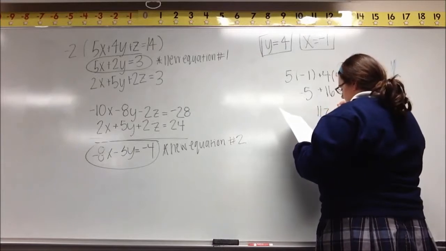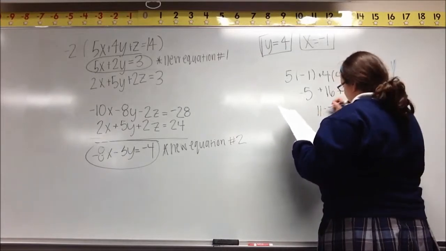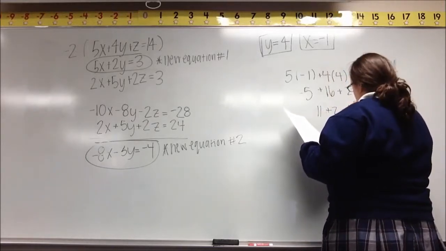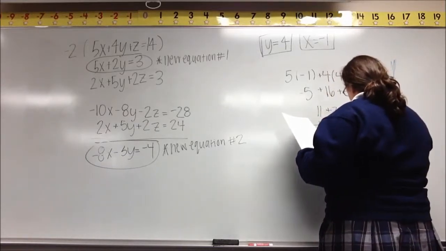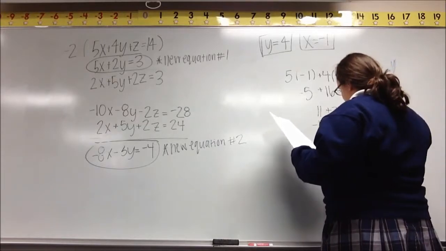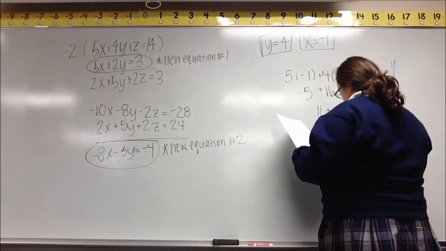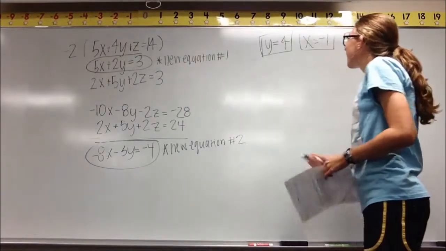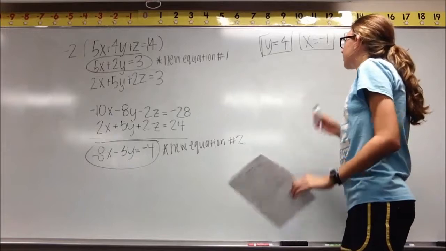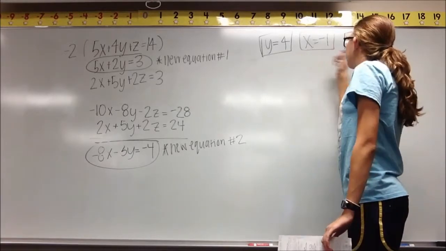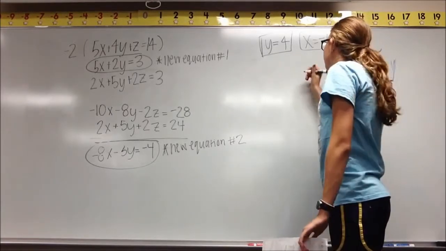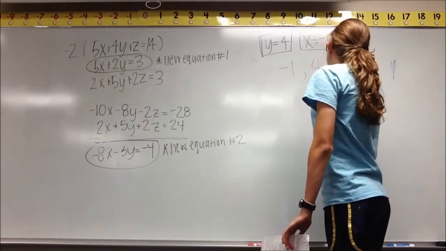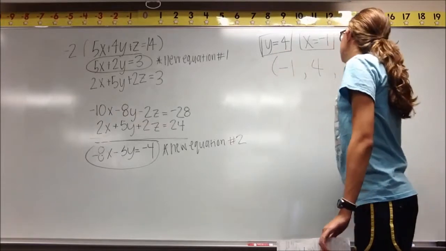So 11 plus z equals 14. Subtract 11, and you get z equals 3. So now you are going to write your ordered triplet, and it's x, y, z in that order always. So negative 1, 4, and 3. That's your ordered triplet.